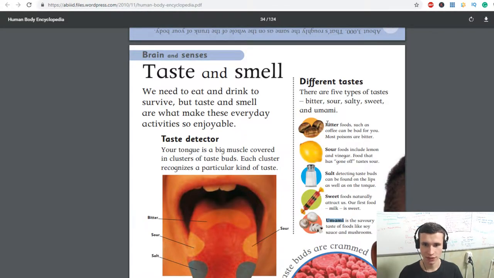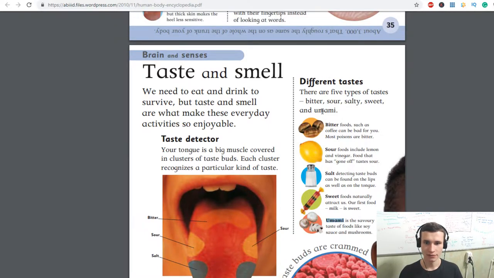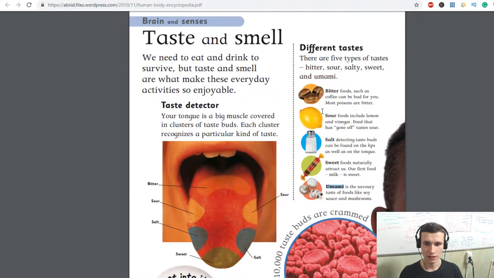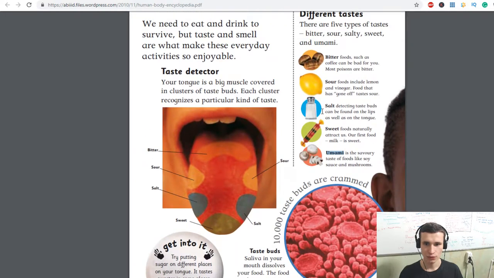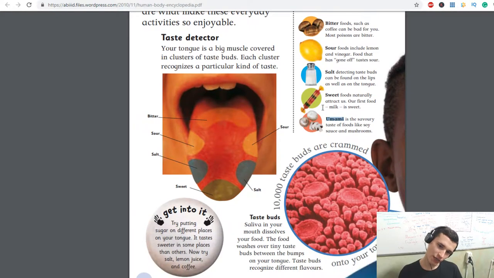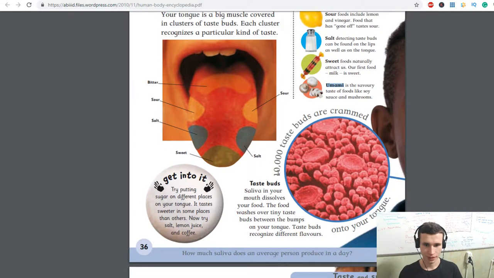Bitter foods such as coffee can be bad for you. Most poisons are bitter. Sour foods include lemon and vinegar. Food that has gone off tastes sour. Taste buds can be found on the lips as well as on the tongue. Sweet food naturally attracts you. Our first food, milk, is sweet. 10,000 taste buds are cramped onto your tongue.